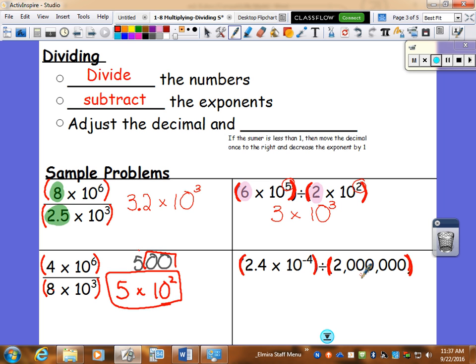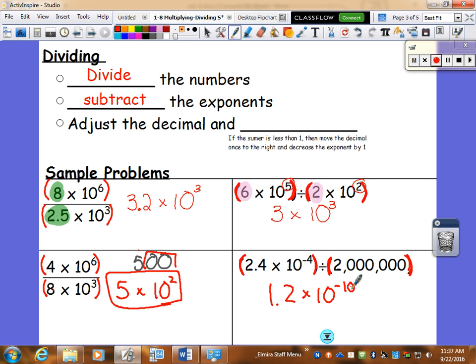Parenthesis 2.4 times 10 caret negative 4, close parenthesis, the divide key, open parenthesis, 2 million, close parenthesis. Now this ends up being an answer that's so long that the calculator actually tells you the answer because it's just too many digits to fill the screen.